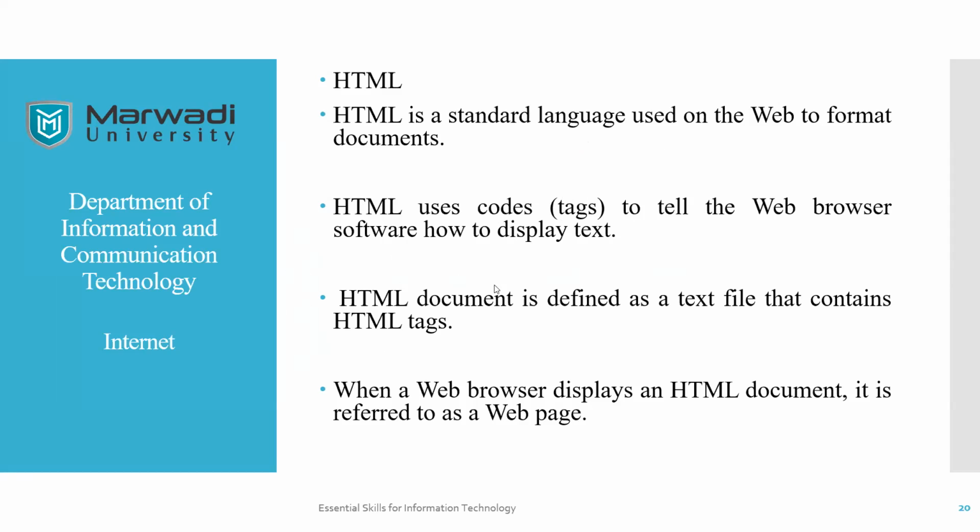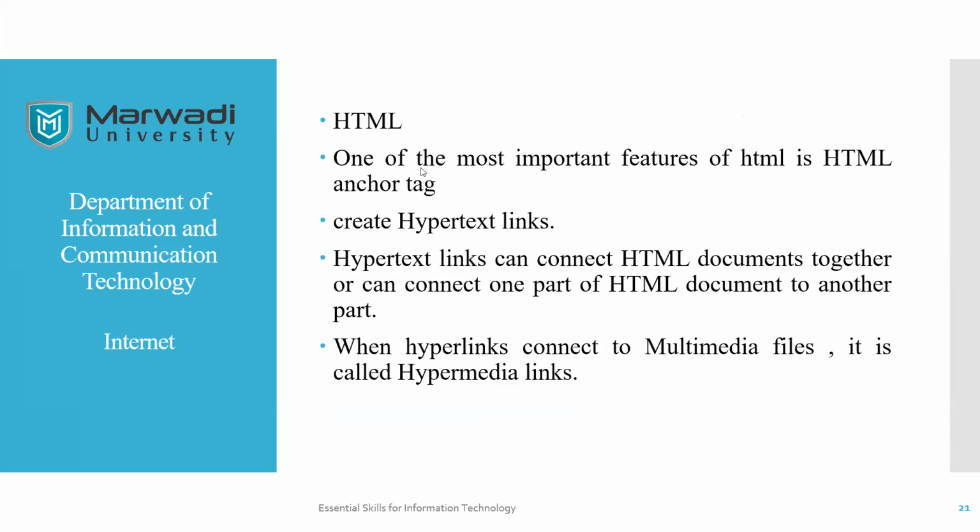Second, an HTML document is defined as a text file that contains HTML tags. Generally, all your tags are included in your text file. When a web browser displays an HTML document, it is referred to as a web page. One of the most important features of HTML is the HTML anchor tag, which creates hyperlinks. I'll give you one example.